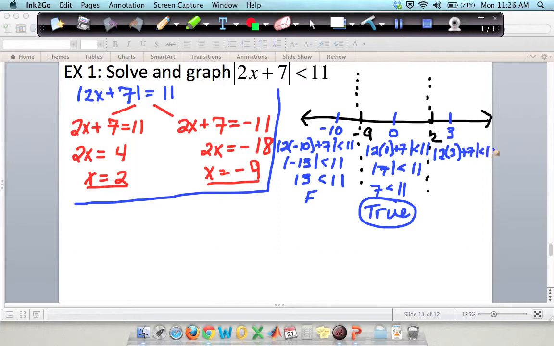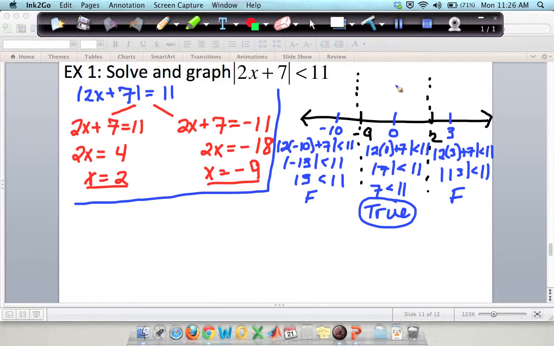And I have 6 plus 7 is 13. Absolute value of 13 is less than 11. We already know absolute value of 13 is 13. That is false. That is not less than 11. So I only have one true region. So I'm going to graph it on here.